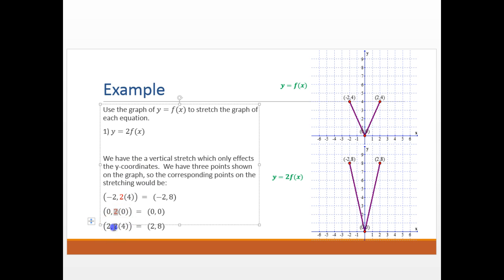And that 2 comes from the way we defined our function, y equals 2 times f of x. So I have the points negative 2, 8, 0, 0, and 2, 8. And if I plot these points, this is what my graph looks like. Notice this stretches the graph vertically.